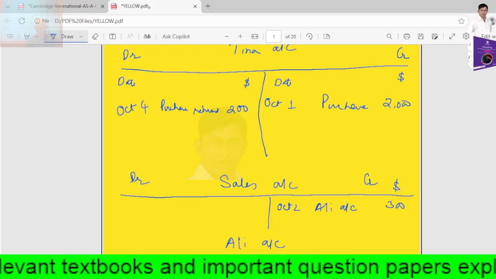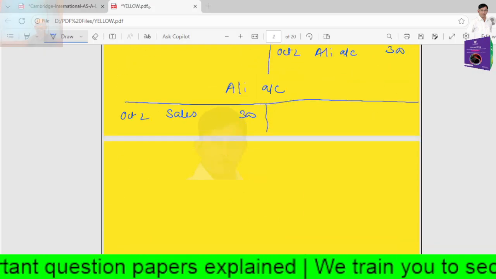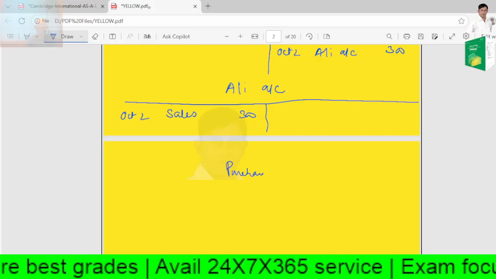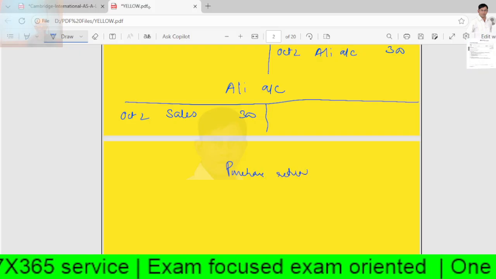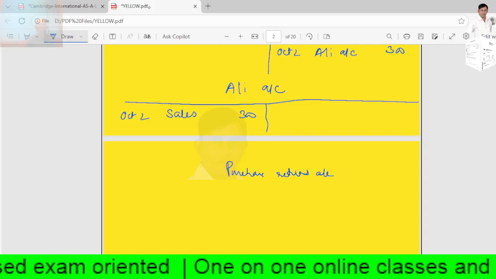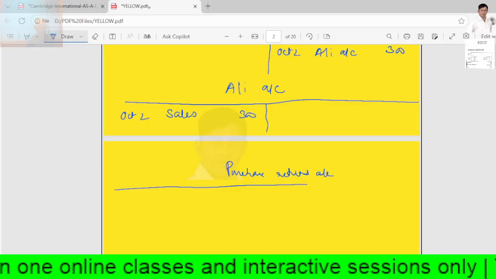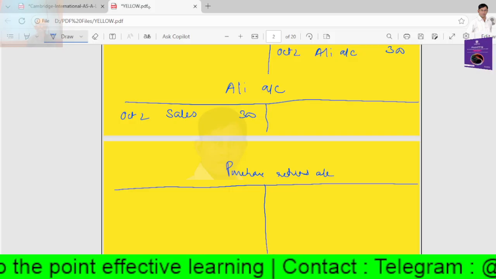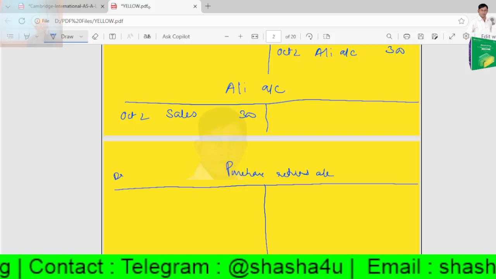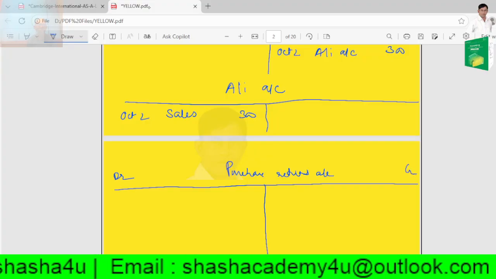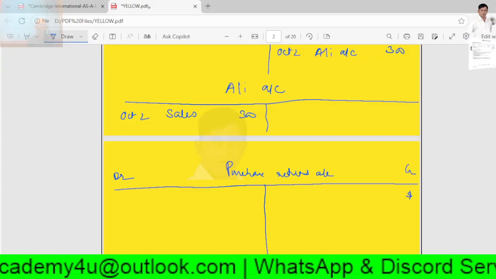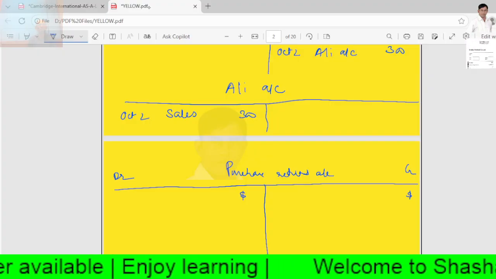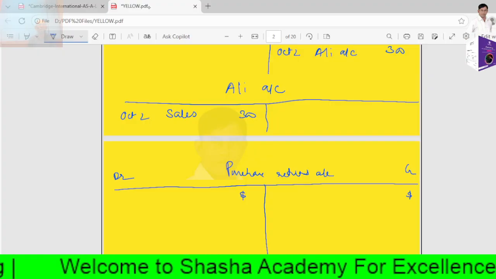So purchase returns. We have to open one account called purchase returns. This side is always debit. This side is always credit. Always in dollars. So purchases is always a debit. Purchase returns is exactly the reverse of that. It is always a credit.